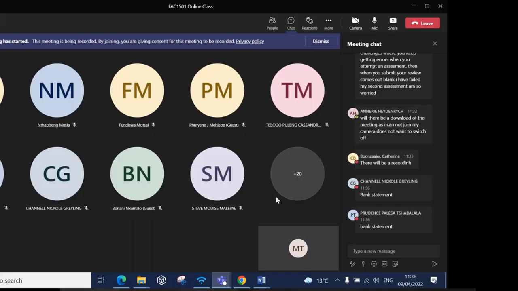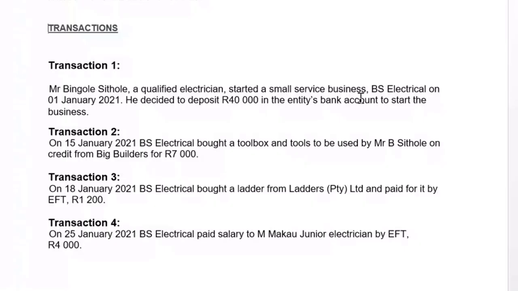I see Prudence, Chanel is on the ball. Guys, do you agree with Chanel and Prudence? Just comment on the chat. Do you agree with the source document being the bank statement? And why are you saying the bank statement?